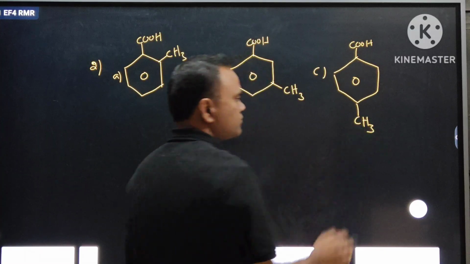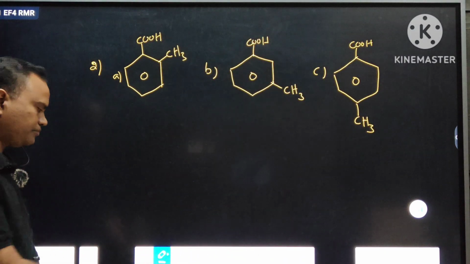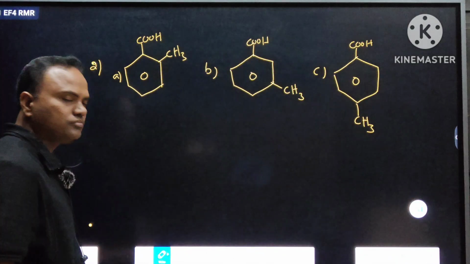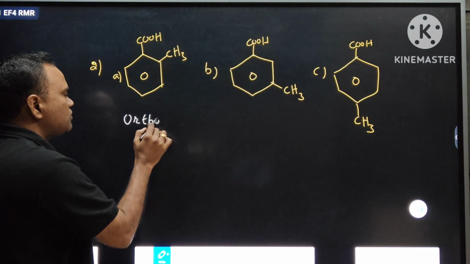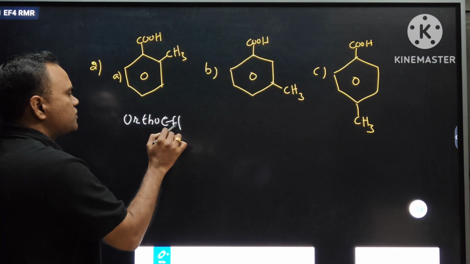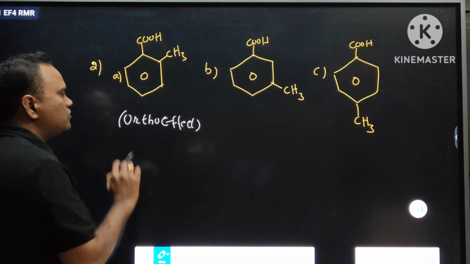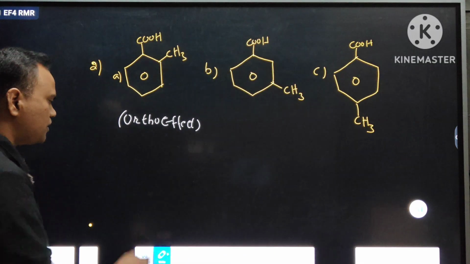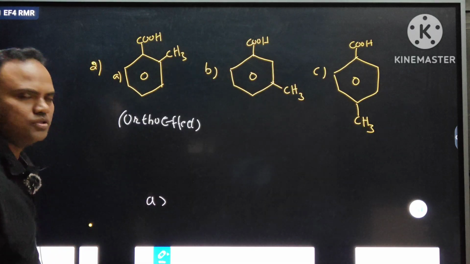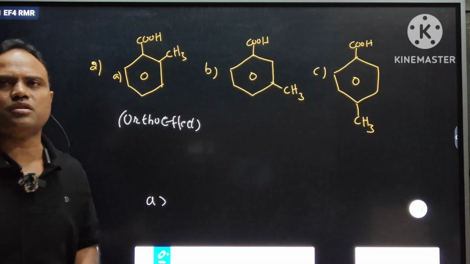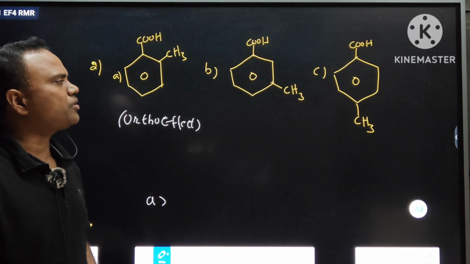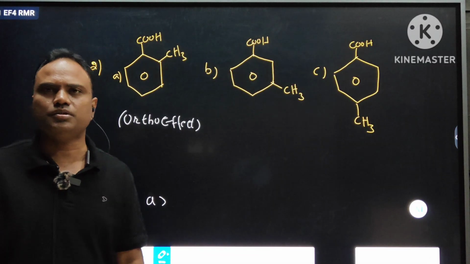First of all, write the effects. Is the ortho effect present or not? Yes, because in the ortho position a substituent is there, CH3, so the ortho effect applies. So A is greater than B and C, no doubt. Ortho substituted benzoic acid is a stronger acid. Next, the problem with B and C only.